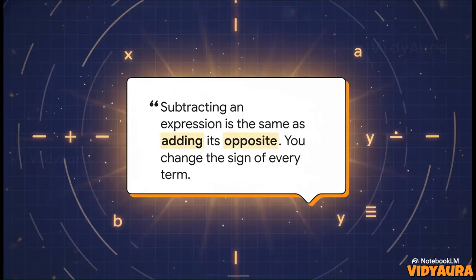This right here, this is the golden rule. If you remember one thing from this whole section, make it this. When you subtract an entire expression in parentheses, you have to flip the sign of every single term inside those parentheses. Once you do that, it just becomes an addition problem.